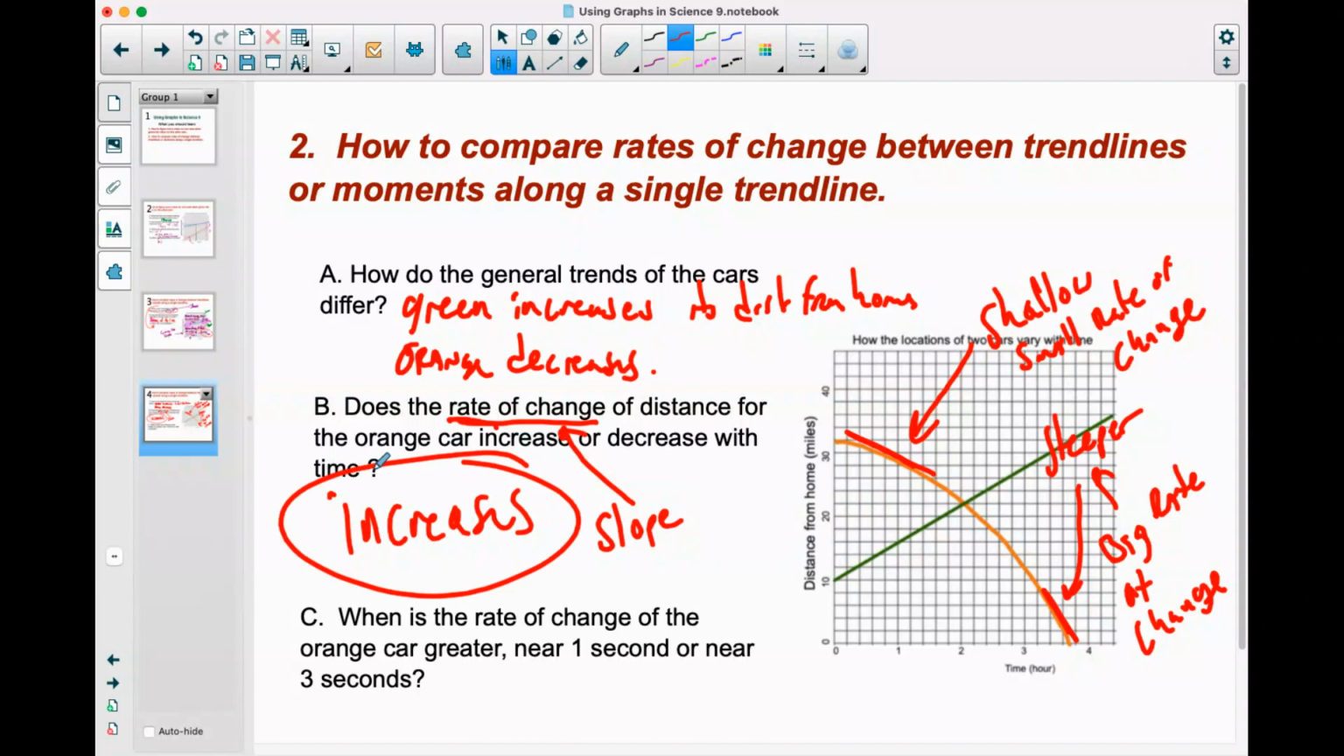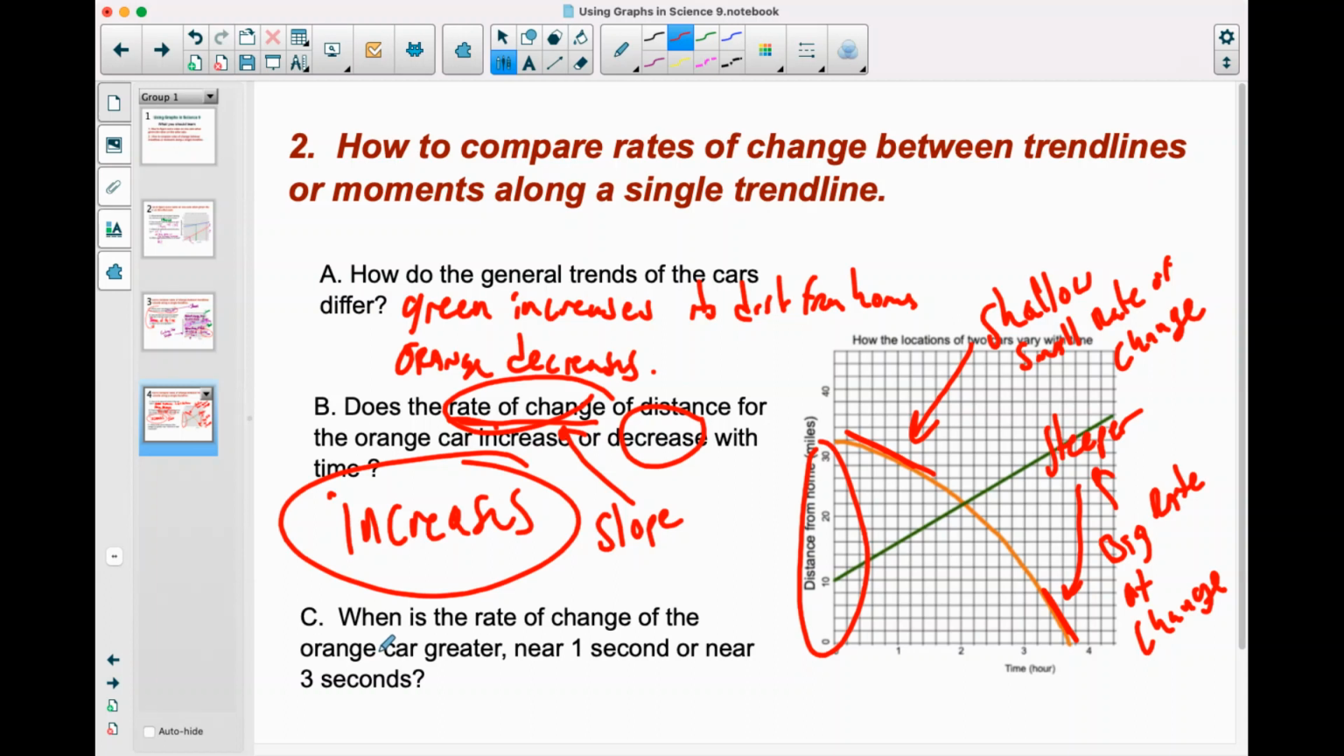Now, once again, you want to be careful because most human beings aren't very good at thinking about rates of change. Most human beings will look at this graph and say, well, the orange line is going down, so therefore the answer must be decrease. But we're not asking about the numbers. We're asking about the rate of change. And again, that's the steepness, and the steepness increases.